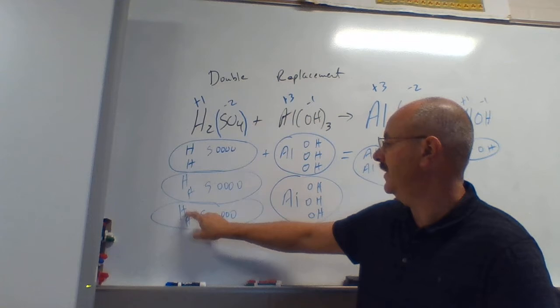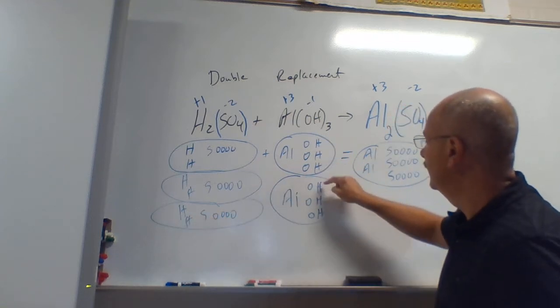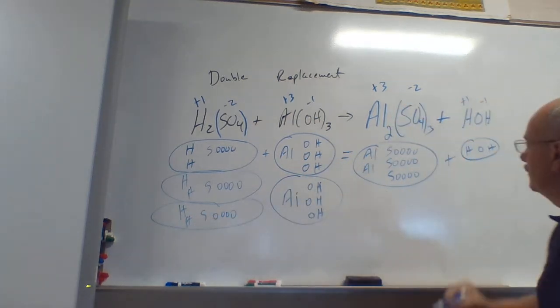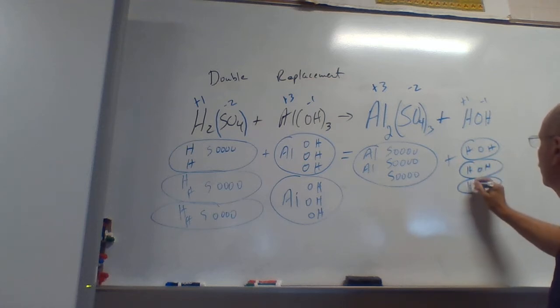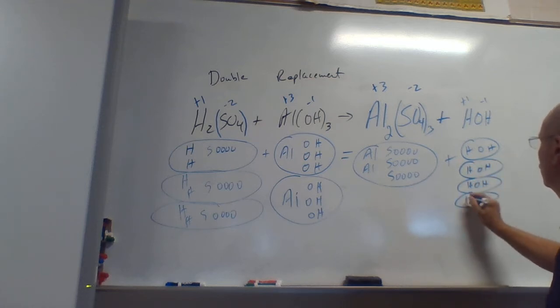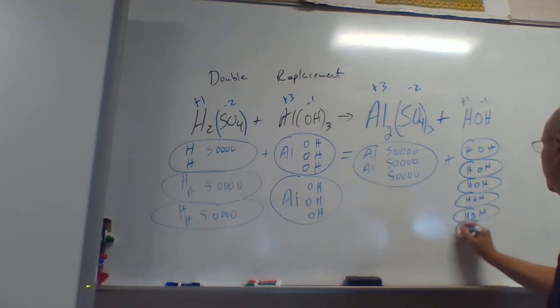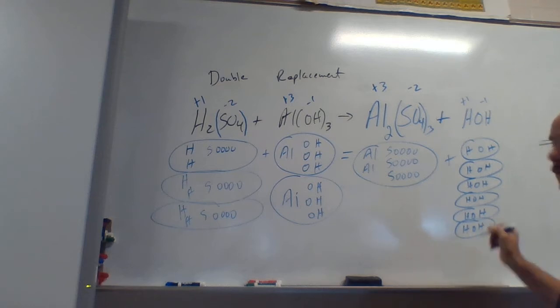1, 2, 3, 4, 5, 6, 7, 8, 9, 10, 11, 12. So I need 12 H's. I only got 2. So there's 4, there's 6, there's 8, 10, 12. So that gets my H's even.